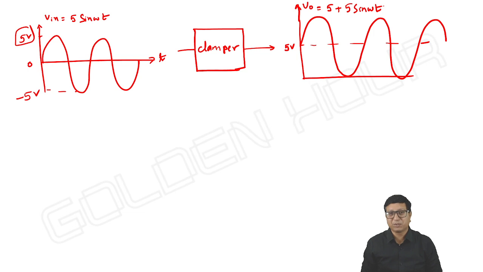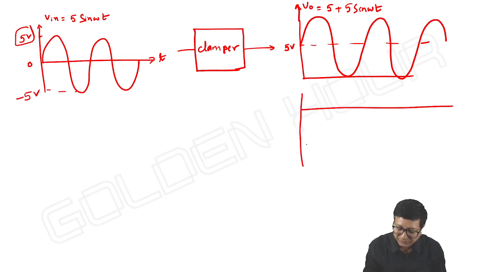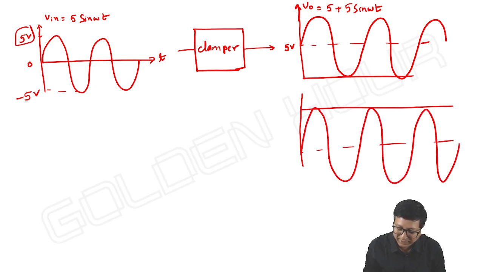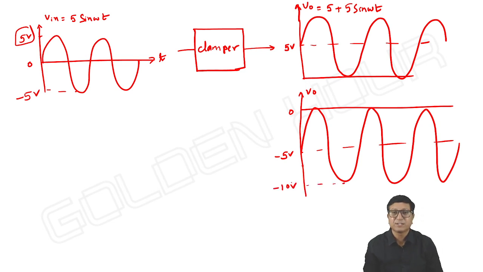This is one possible output. Another possible output is that it inserts a DC of minus 5 volts, which is nothing but the negative peak of the input signal. Here it is minus 5 and it is minus 10. Now how can we write that equation? Minus 5 plus 5 sine omega t.